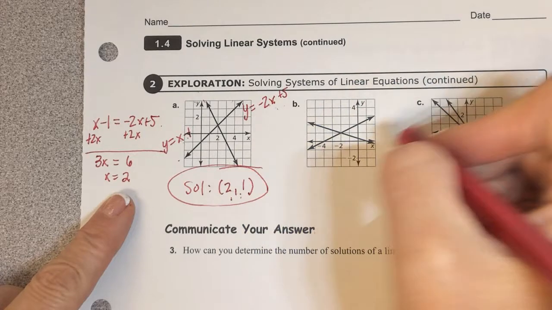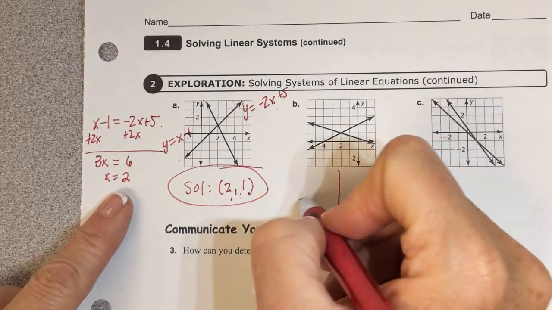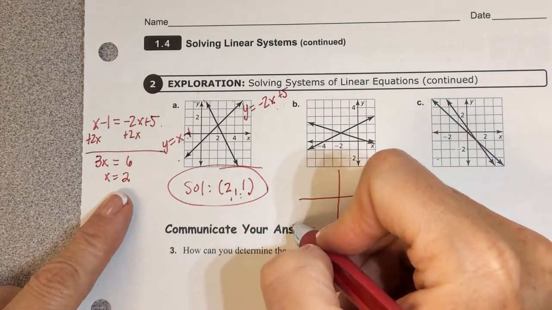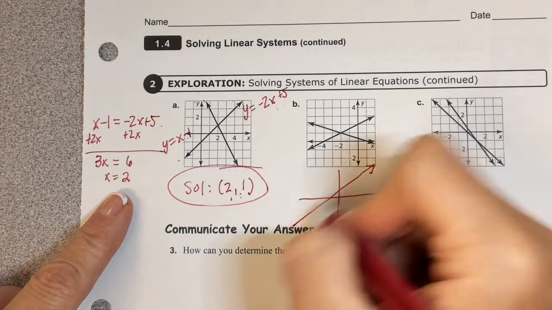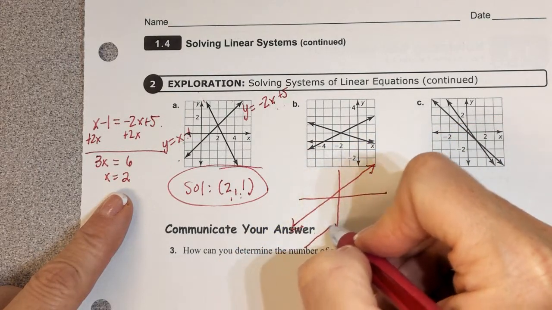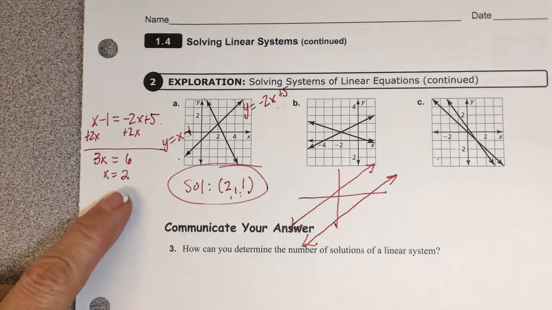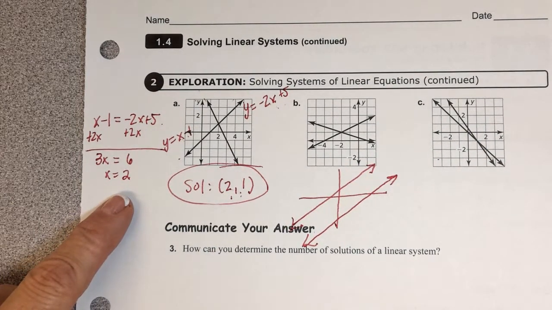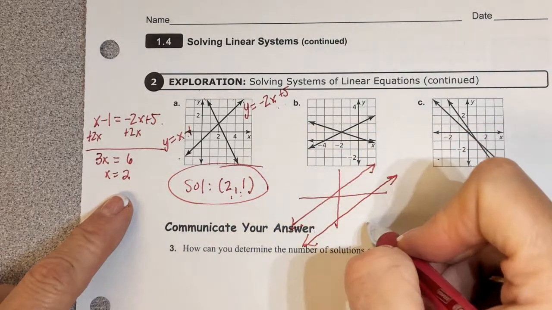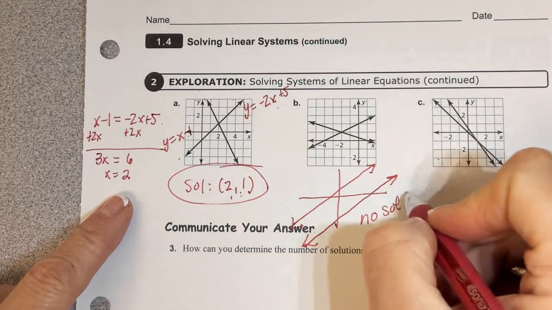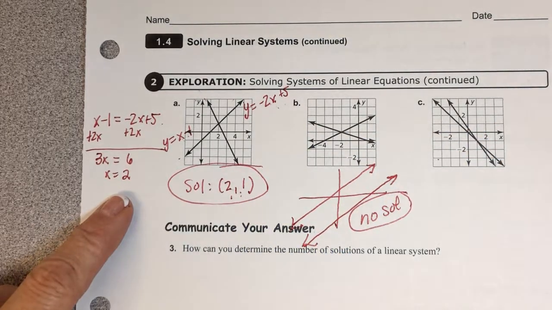Okay, instead of looking at this example, let's look at this one now. So suppose one of my lines looks like this, and the other line looks like this. What would be the solution if I had something like that? Right, this is no solution. And that's because they are 2 parallel lines. Parallel lines are never going to meet, so they will have no solutions.